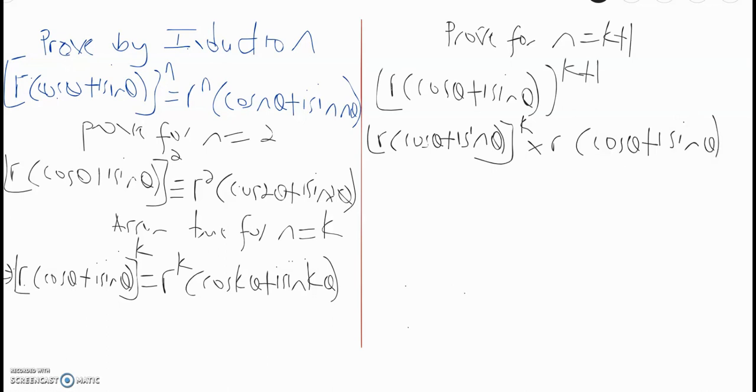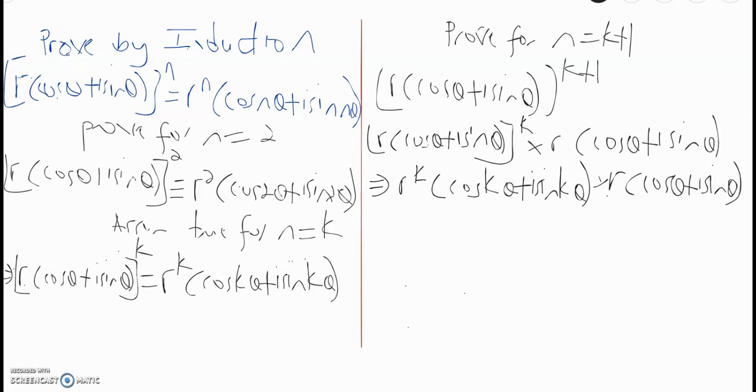Now let us recall a few things. In my assumption step, we had assumed that r into cos theta plus i sine theta all to the k would have been equal to r to the k cos k theta plus i sine k theta. So all this is now going to multiply r into cos theta plus i sine theta. Now by laws of indices, r to the k times r to the 1, we add the power, so we're going to have r raised to the k plus 1.